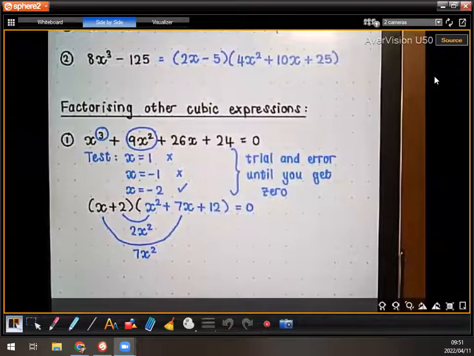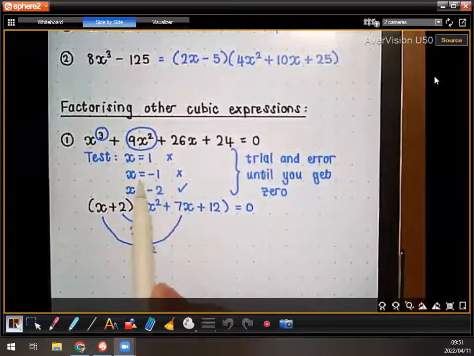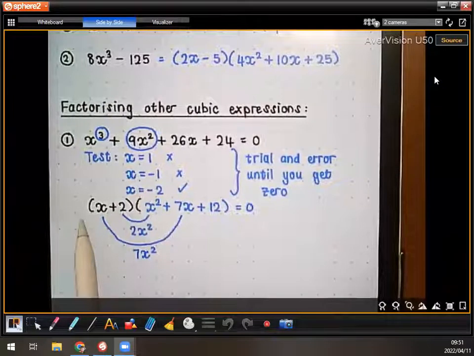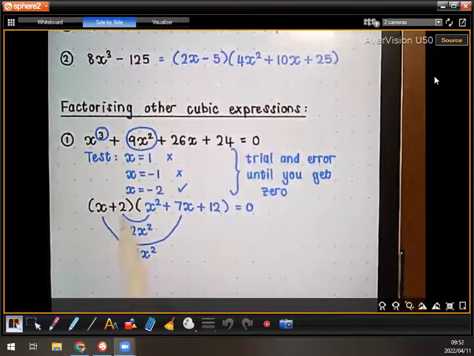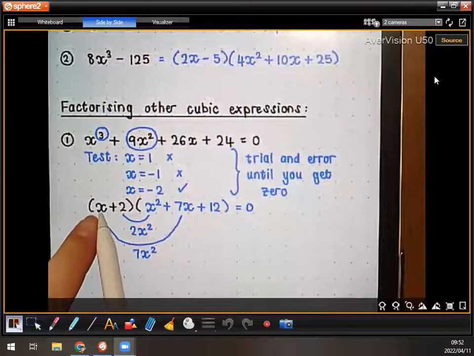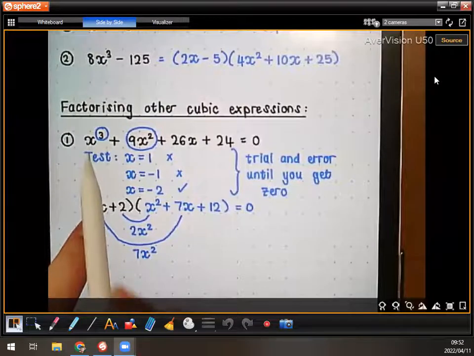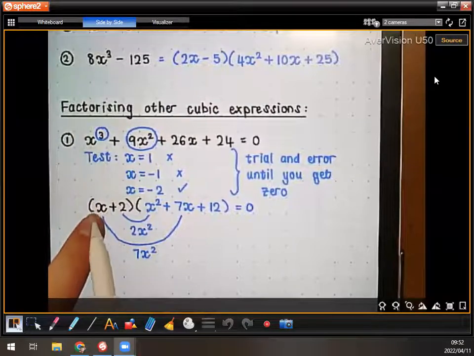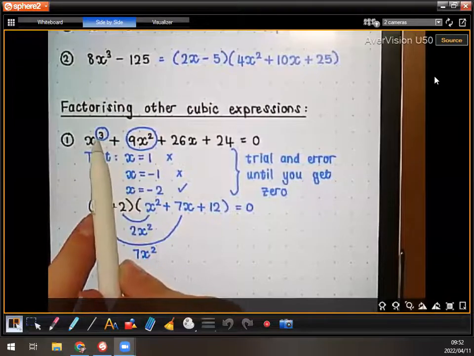Are we all okay with the x plus 2 bracket? We're testing. We get that -2 works. To get x equals -2 from the bracket, we have to have x plus 2. It's always going to have the different sign there. Then, to get your second bracket, you say, what must you multiply the first term by to get that first term? It's x squared, right? Because x times x squared is x cubed.